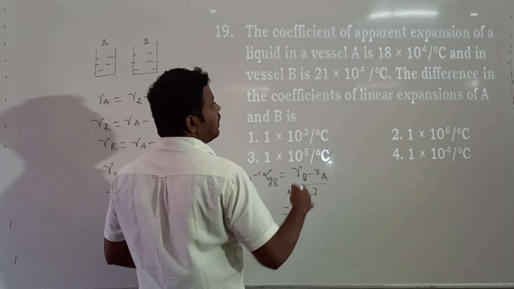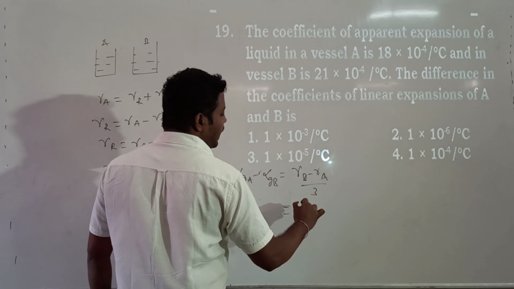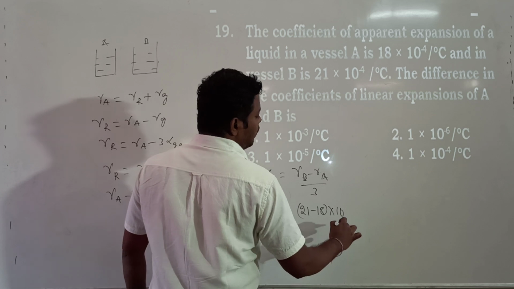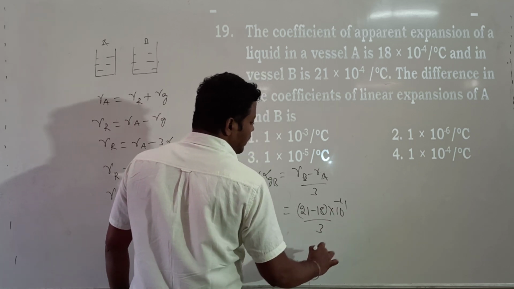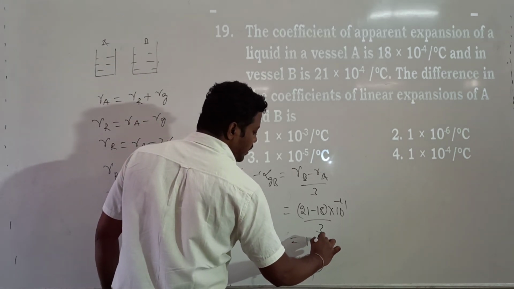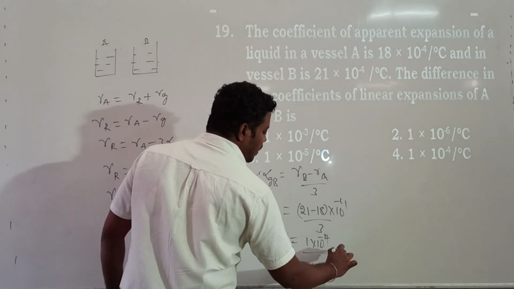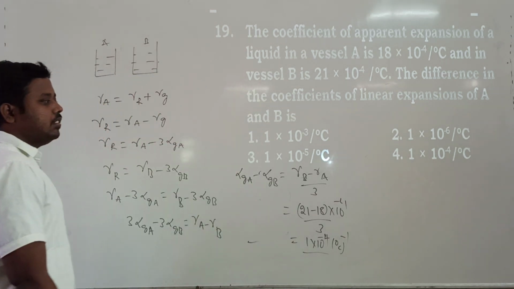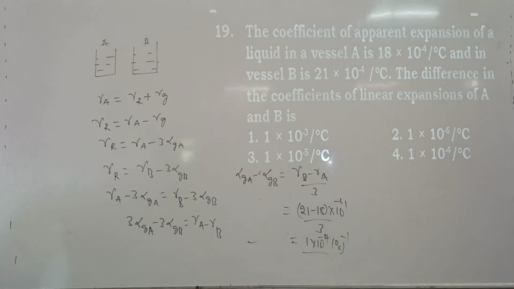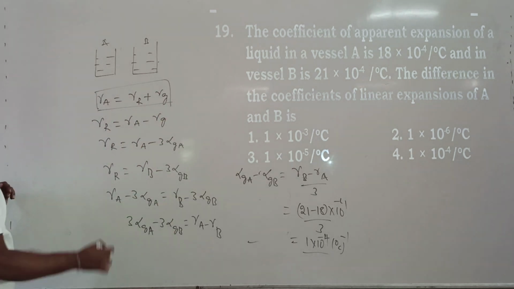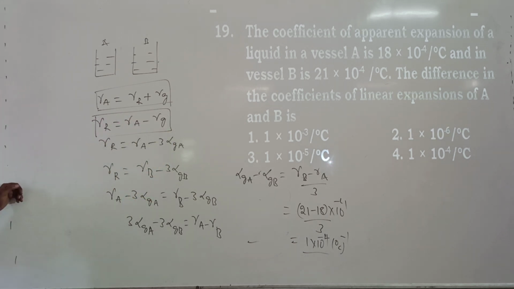Gamma B value is greater, so gamma B minus gamma A: 21 minus 18, into 10 to the power of minus 4, divided by 2. So what we get as the answer is 1 into 10 to the power of minus 4. The minus sign does not matter here. What are the units? Per degree centigrade. So that is the one relation between gamma and apparent expansion and real expansion. This is for vessel A and this is for vessel B. Understood? Question number 19.